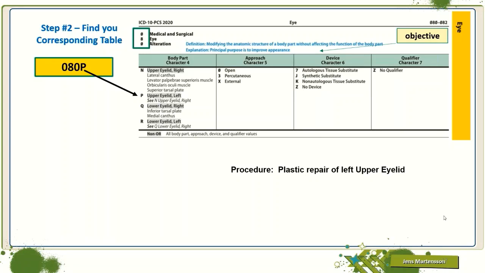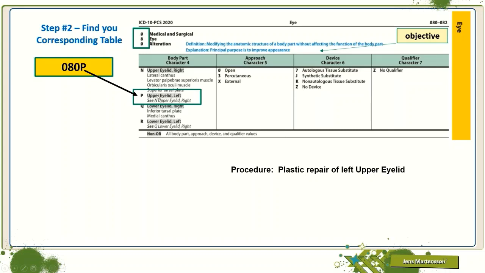Definition is modifying the anatomical structure of a body part without affecting the function of the body part. And here's this little explanation down here. The principal purpose is to improve the appearance. That is indeed what plastic repair of an eyelid is, to improve the appearance. So we know this is the correct table, 080. Our fourth character is provided, and it's P, and if we look, it is correct, upper eyelid.